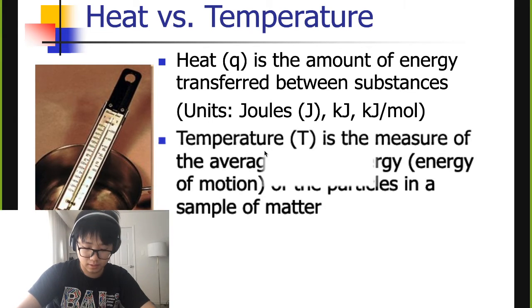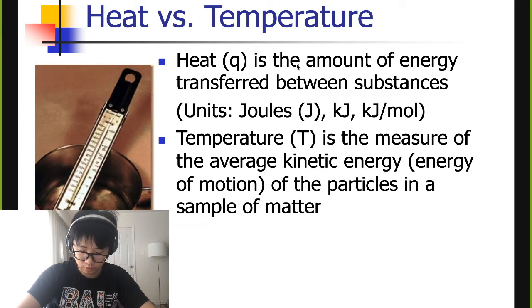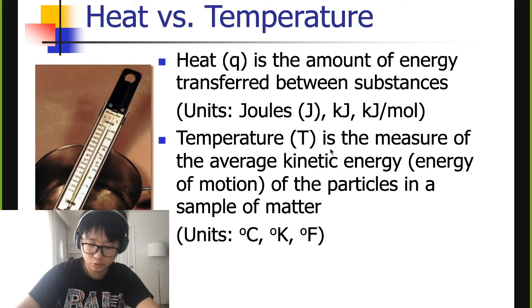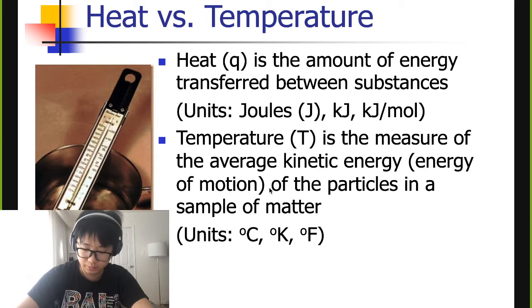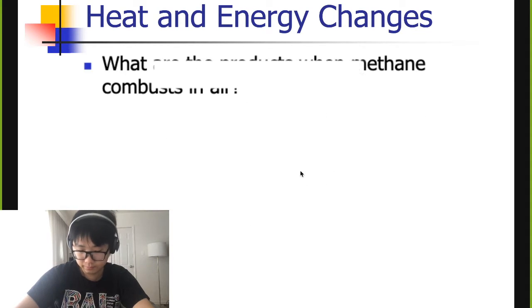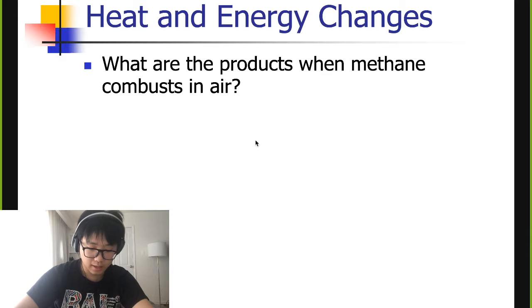All right. So let's see. Heat is the amount of energy transferred between substances. The unit would be joules or kilojoules. Temperature is the measure of the average kinetic energy of a particle in a sample of matter. Yep, so we said that. And then the units would be degrees Celsius, Kelvin, or Fahrenheit. Okay, so one is measured in terms of energy, one is measured in terms of Celsius or Kelvin, usually. We don't really use Fahrenheit here.